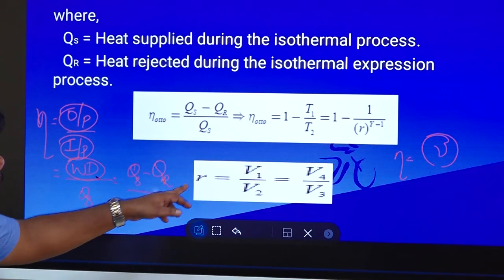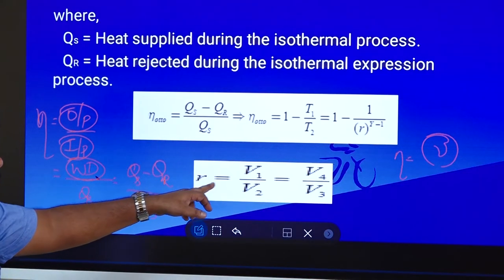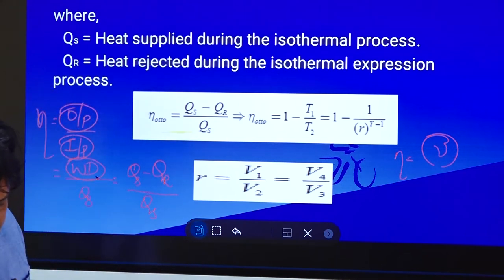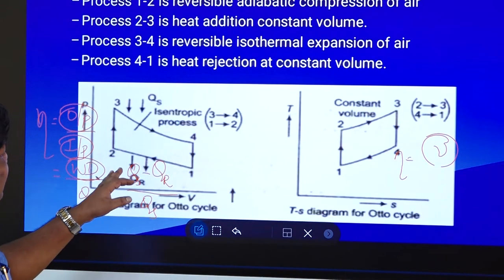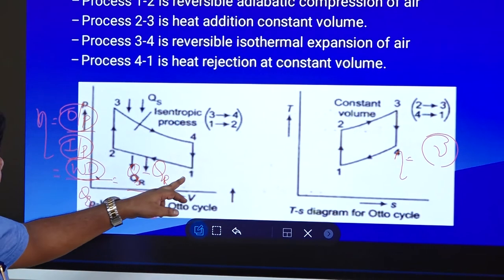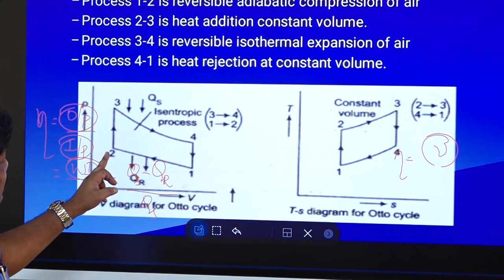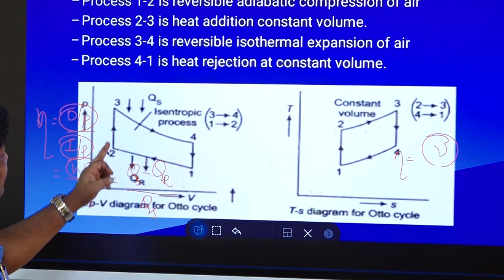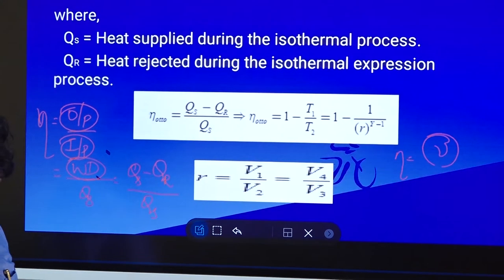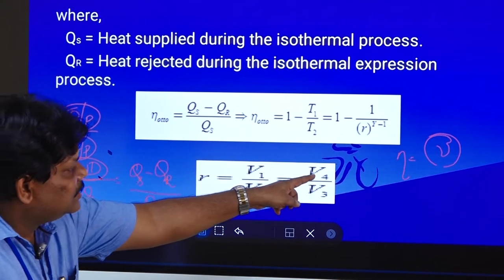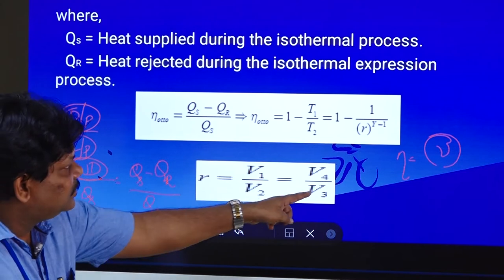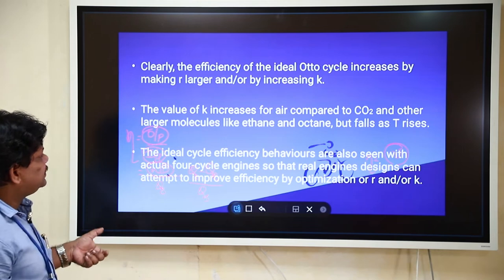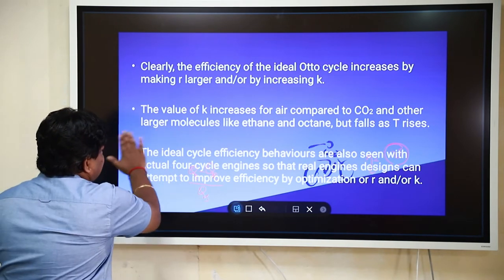Okay. So this relation, that is r is equal to V1 by V2. So it is obtained, you can see here from this PV diagram itself. So you are saying that r is equal to V1 by V2. So here instead of V1, you can write V4 and instead of V2, you can write V3. So that is the thing it is given here. V1 is equal to V4 and V2 is equal to V3. Okay. So these are some of the statements that you have to know.